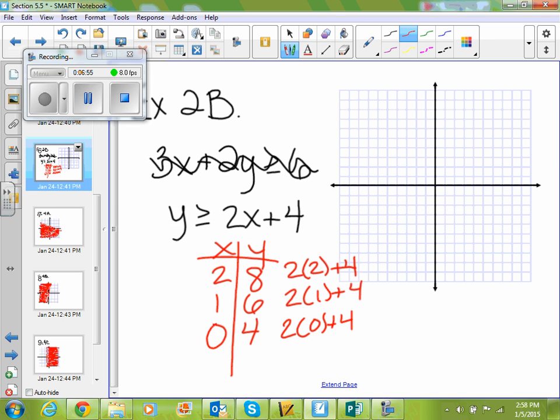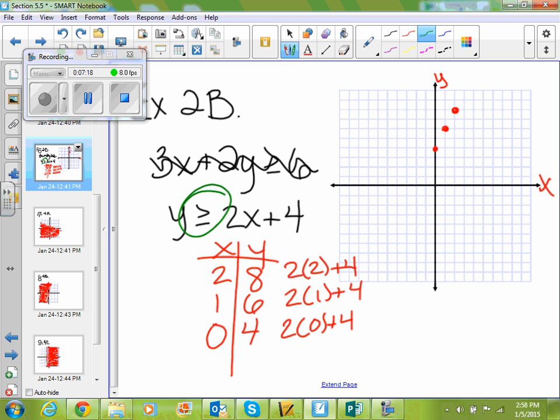Okay, everybody see where I got those numbers from? Yes, Niles, you see where I got these from? Okay, so then let's plot those points. Over 2 up 8 on my x and y axis, over 1 up 6, and over 0 up 4.